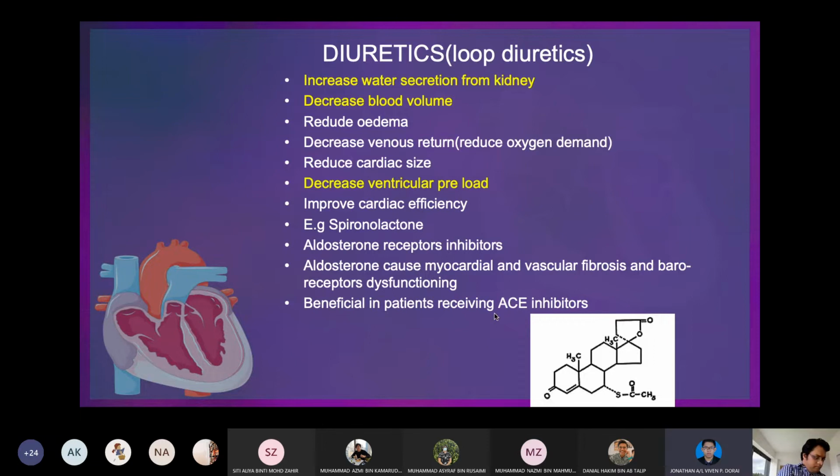They act on the loop of Henle, the ascending limb of the loop of Henle, and they are inhibiting the sodium-potassium-2-chloride channel. It means the main reason they cause diuresis is that they stop sodium reabsorption.